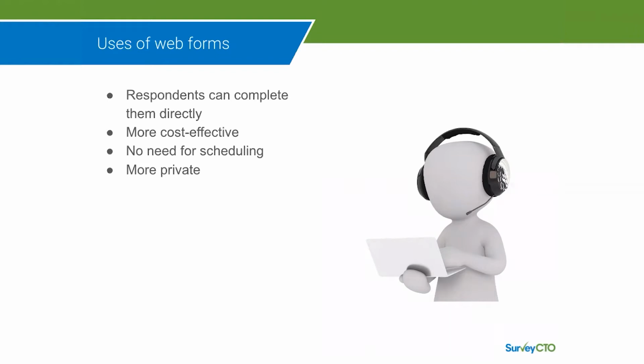Self-enumerated web forms are also more private than in-person or telephone interviewing. Some forms ask very sensitive questions, such as about drugs, history of abuse, and thoughts on controversial subjects. Respondents may not feel comfortable talking about those subjects out loud. They can feel more open and honest completing a form on a computer than they can speaking with an actual person. The main disadvantage of web forms is that the respondents must be connected to the internet while completing them, so be sure to keep that in mind.